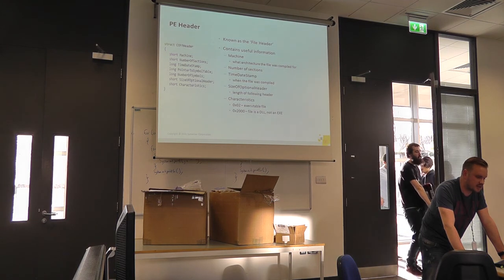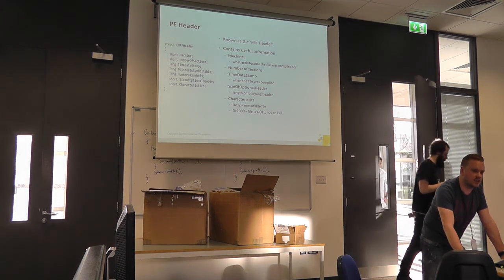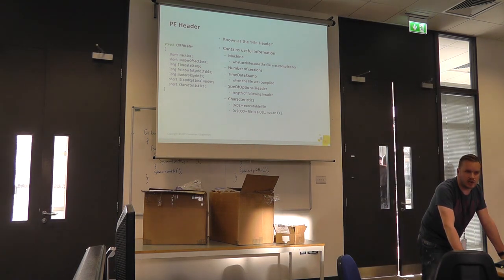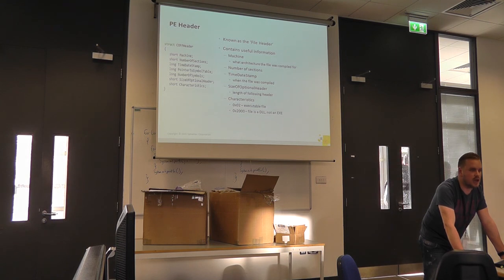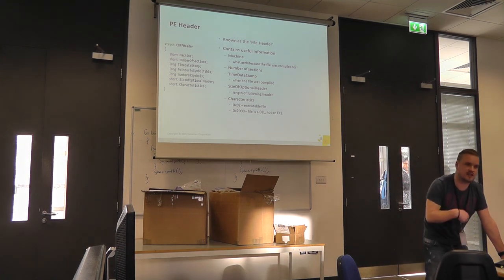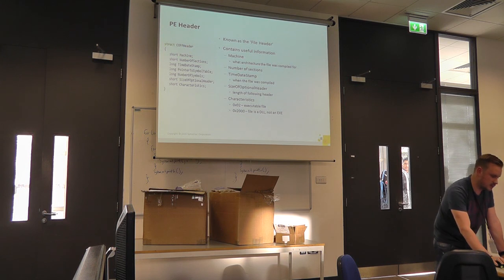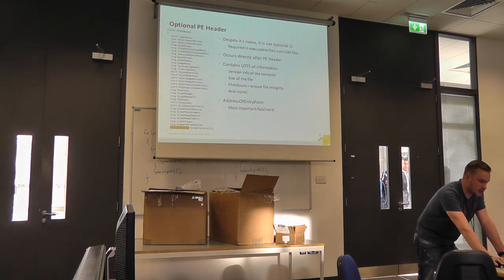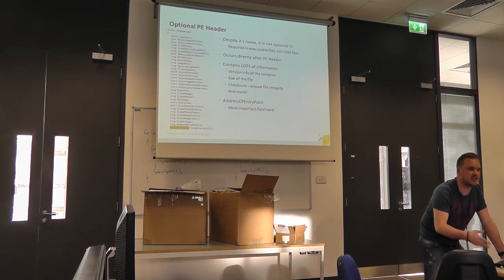You'll also get the size of the optional header, which is the next section that follows. And you'll get some characteristics of how the file is supposed to execute on the machine. So is it a DLL, is it an executable, what's the machine going to do with it? The optional header is the next section. Despite its name, it's not optional, it's actually required as part of the PE file structure.